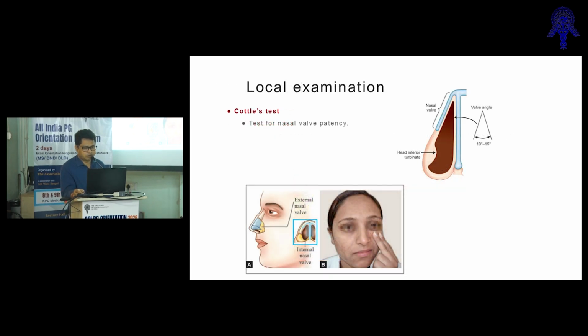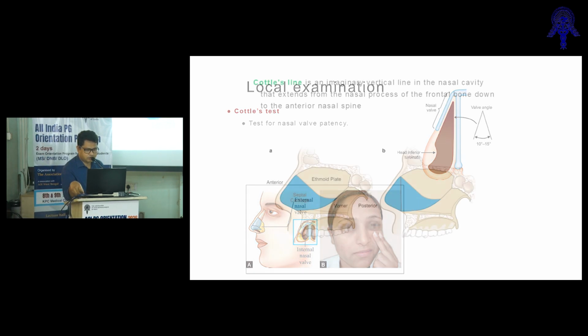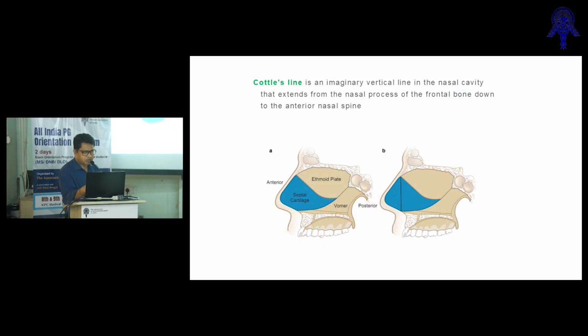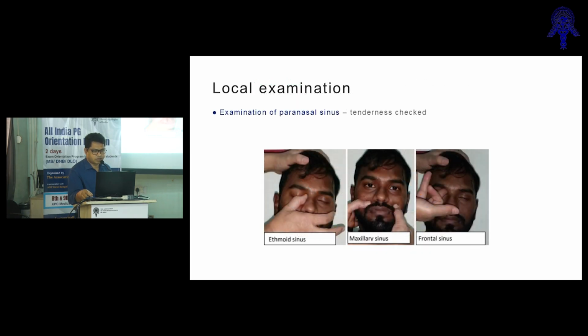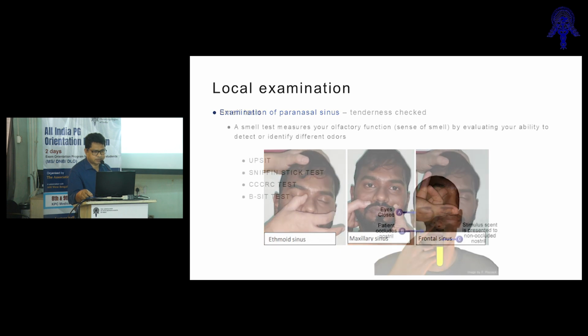So local examination: now the Cottle test of nasal valve patency. There is a line known as Cottle's line. If any obstruction is present anterior to the Cottle line, it can give rise to a positive interpretation, meaning Cottle test positive. And if any deviation or mass is present just behind the Cottle line, it is a negative Cottle test. Now, local examination: sinus tenderness, whether it is present or not.